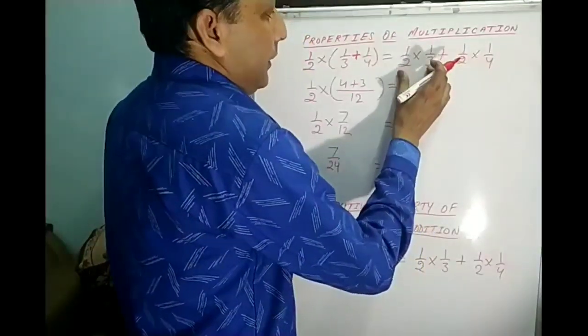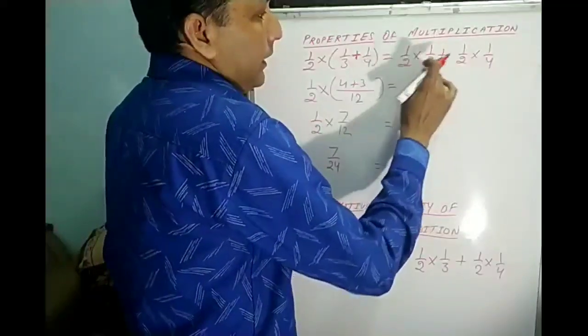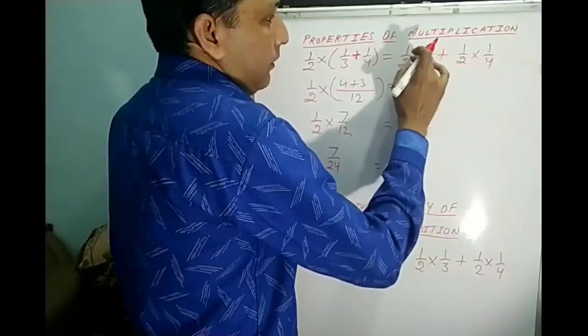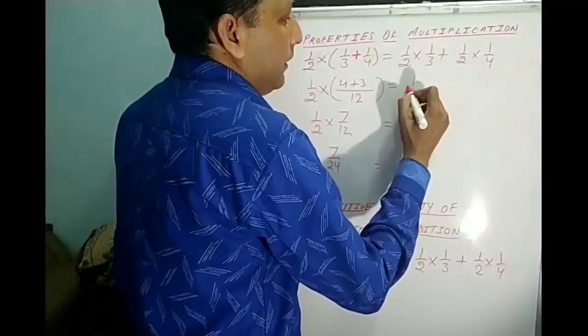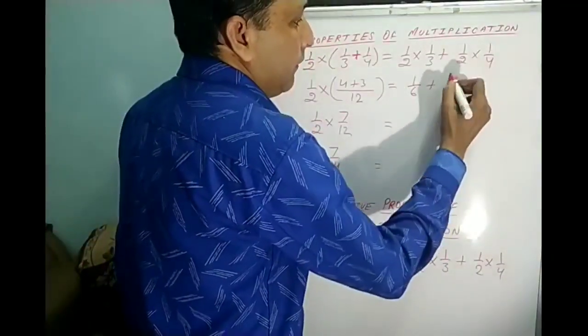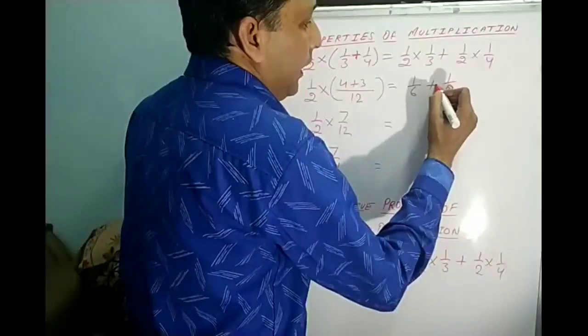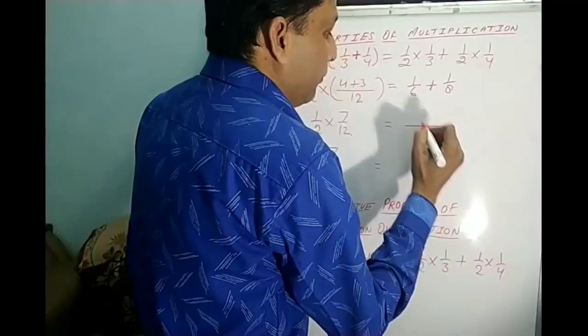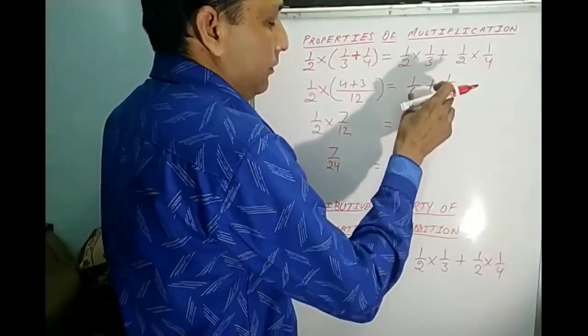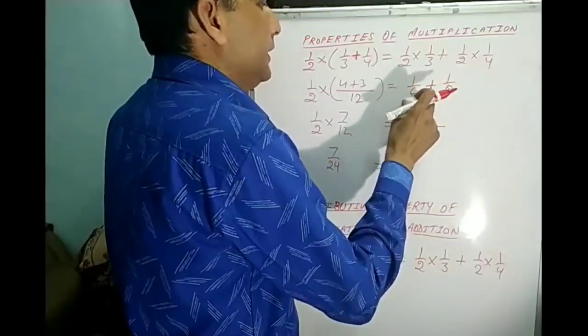First of all we will multiply according to the BODMAS rule. They are in the multiplication form and they are also in multiplication form. So first of all we will multiply: 1 1s are 1, then 2 3s are 6, plus 1 1s are 1, now 2 4s are 8. After multiplying we will take the LCM, that is 24. It will be the LCM of both denominators 6 and 8.